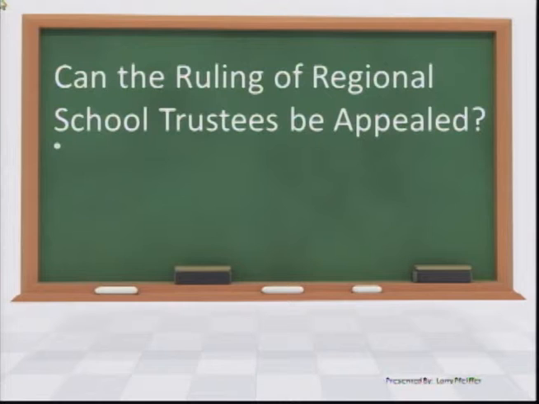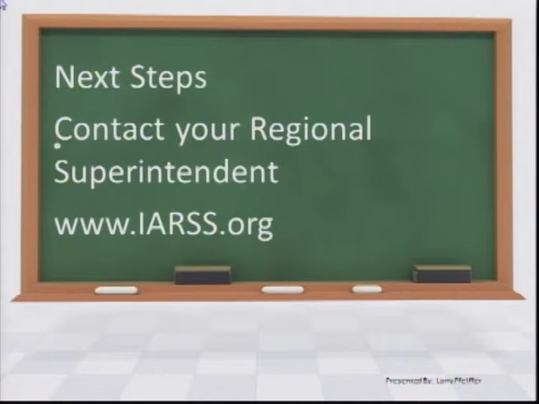Can the ruling of the Regional Board of School Trustees be appealed? And the answer is yes. There are three parties in the room at all times: School District A, School District B, and the petitioners. Usually after a ruling, one of the individual parties is not happy and they can appeal.